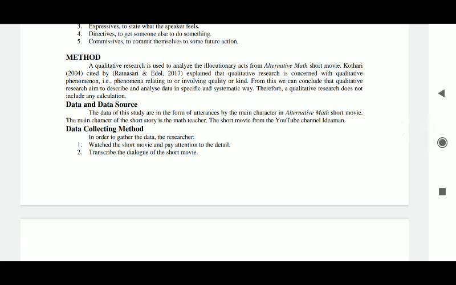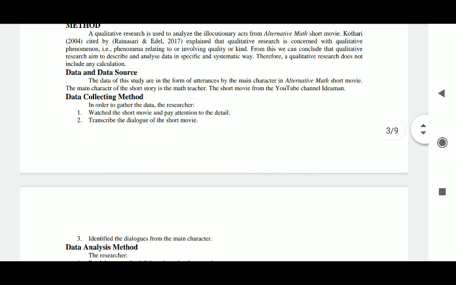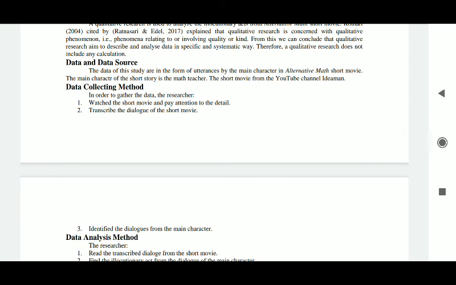So the method. A qualitative research is used to analyze the illocutionary act from the alternative math short movie. Kothari, cited by Ratnasari and Eddel, explained that qualitative research is concerned with qualitative phenomenon, phenomena relating to or involving quality or kind. From this, we can conclude that qualitative research aims to describe and analyze data in a specific and systematic way. Therefore, qualitative research does not include any calculation.